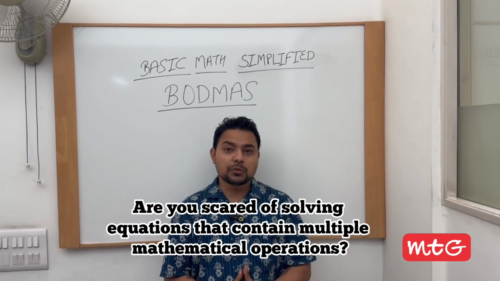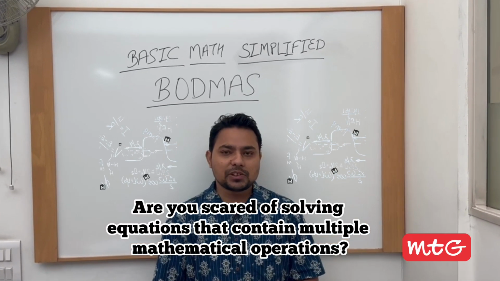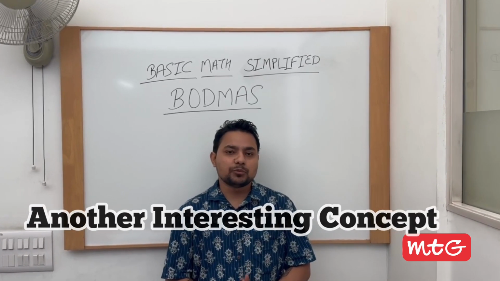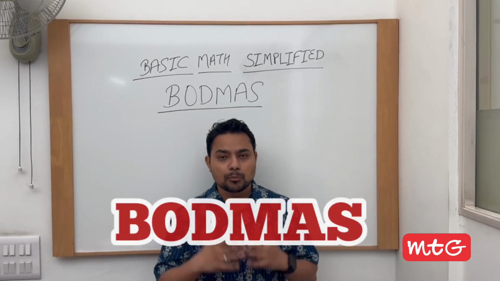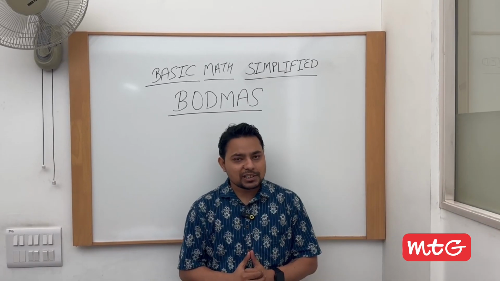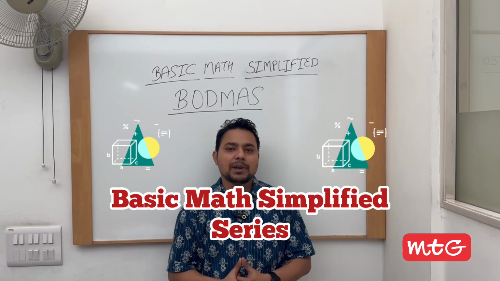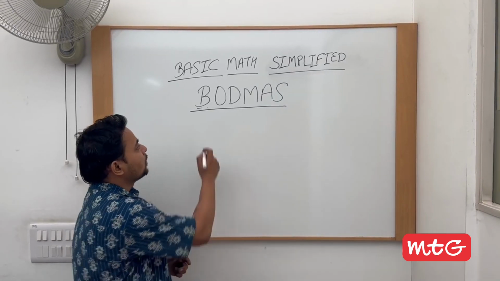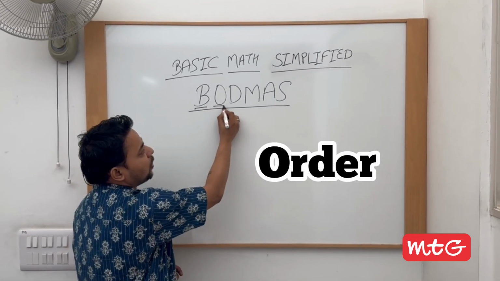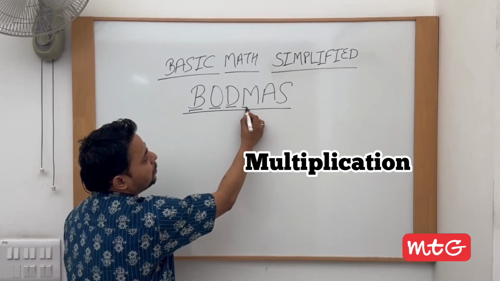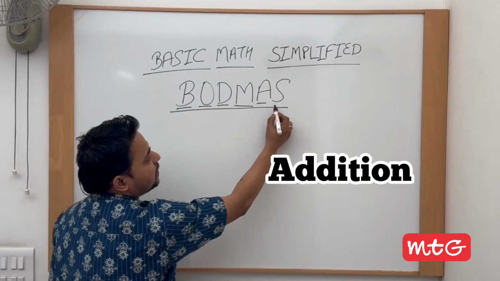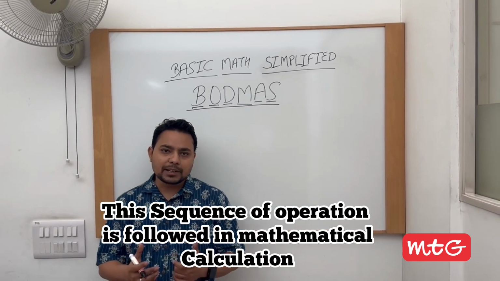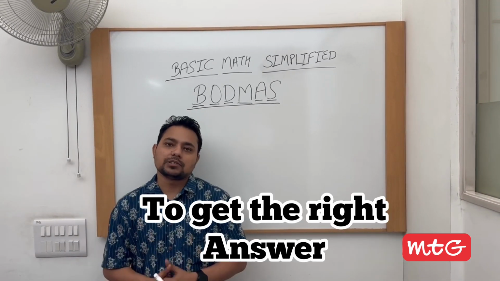Are you scared of solving equations that contain multiple mathematical operations? Not anymore. We are back with another interesting concept you are all probably familiar with, BODMAS. Welcome to the 6th episode of MTG's Basic Math Simplified series. Let's start. BODMAS is an acronym for bracket, order, division, multiplication, addition and subtraction. This sequence of operations is followed in mathematical calculations to get the right answer.